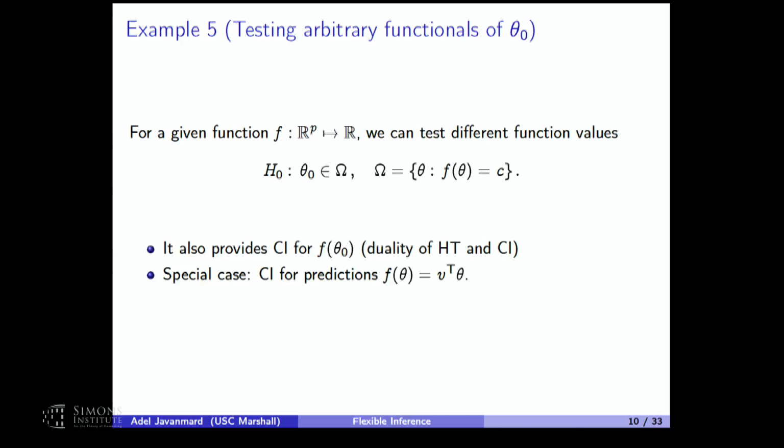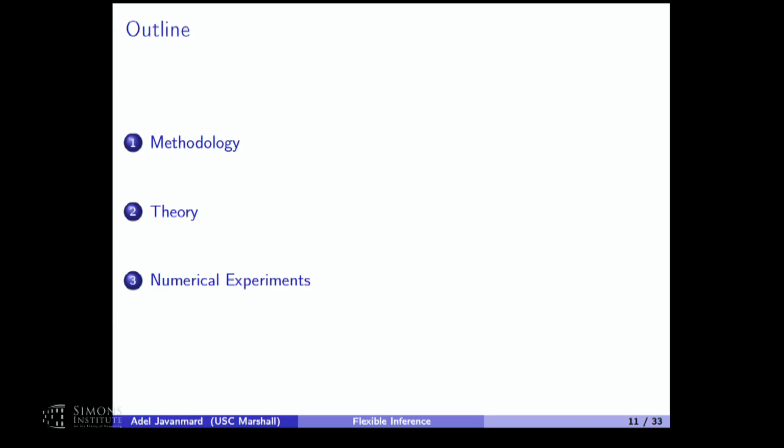And the last example is you can use this framework to test arbitrary functionals of theta. You can take any function f from R^p to R, and this would be your omega, and then you can also compute a confidence interval for f of theta 0. Of particular interest is when you take f of theta to be a linear function, so you can compute the confidence interval for the predictions. Okay. I hope that you are convinced that it's an interesting and useful problem. So this is the outline for the remainder.